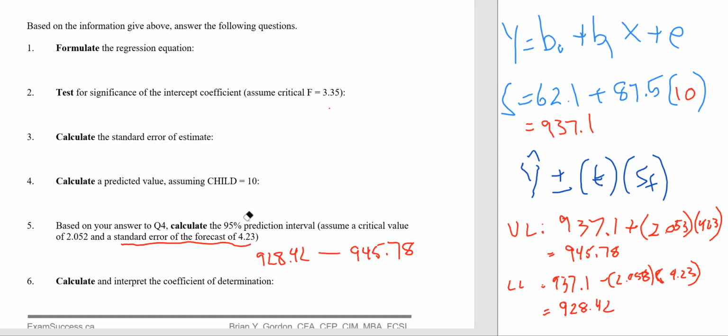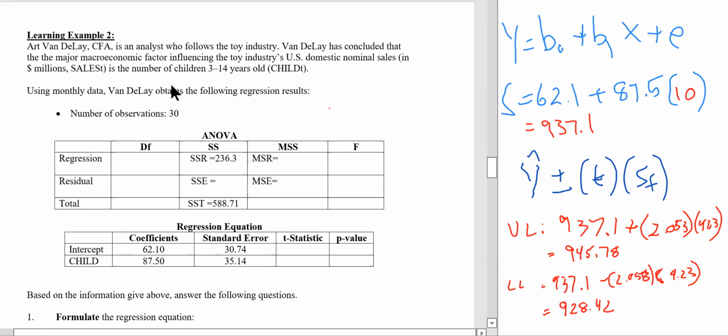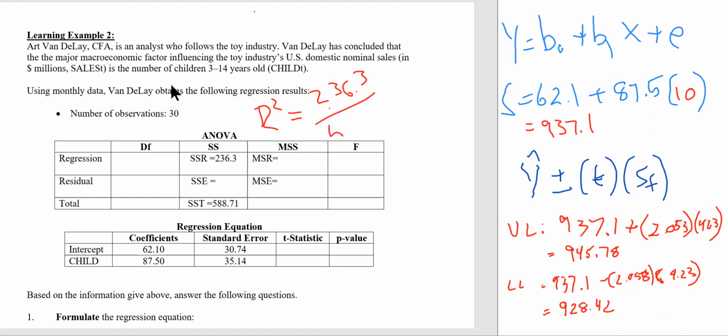The last item here is calculating the coefficient of determination. So we've got to go back up to our ANOVA table and grab that information. Let's write it up here on the side. The coefficient of determination, the R squared, is simply the SSR over the SST. So this is 236.3 divided by 588.71. This gives us an R squared of 0.401, or 0.4.